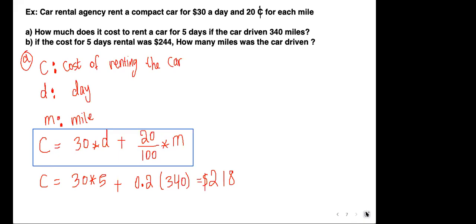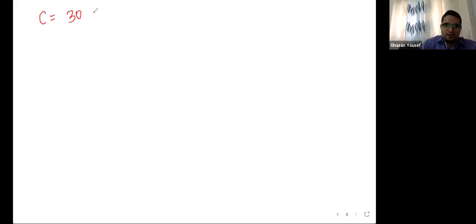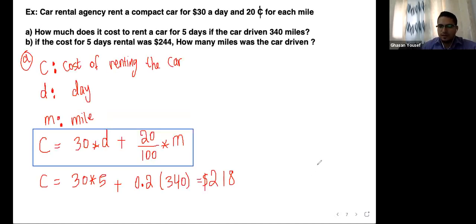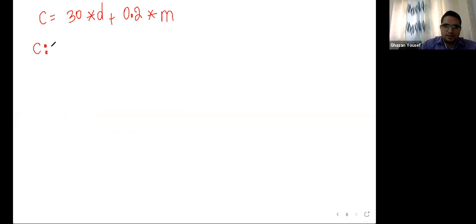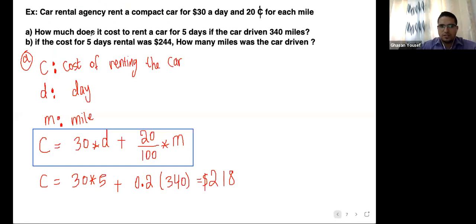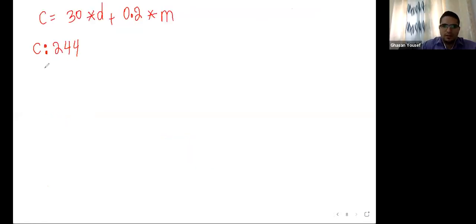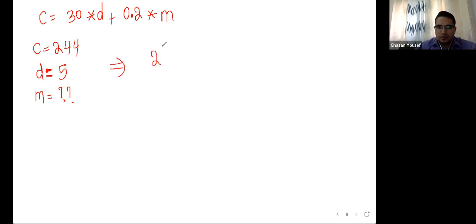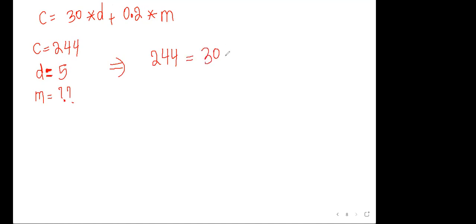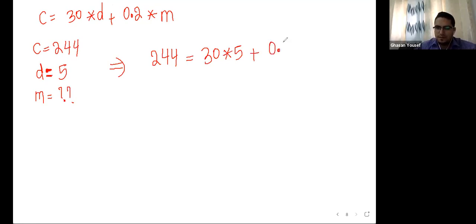Yes, okay. Again, C is given by 30 times D plus 0.2 times M. The cost for the second one is $244, so C is 244. I know how many days I rented the car, 5 days, so D is 5. And now M is unknown. So I have to plug everything into the formula and solve. So 244 equals 30 times 5 plus 0.2 times M. M is unknown, we don't know the mileage.